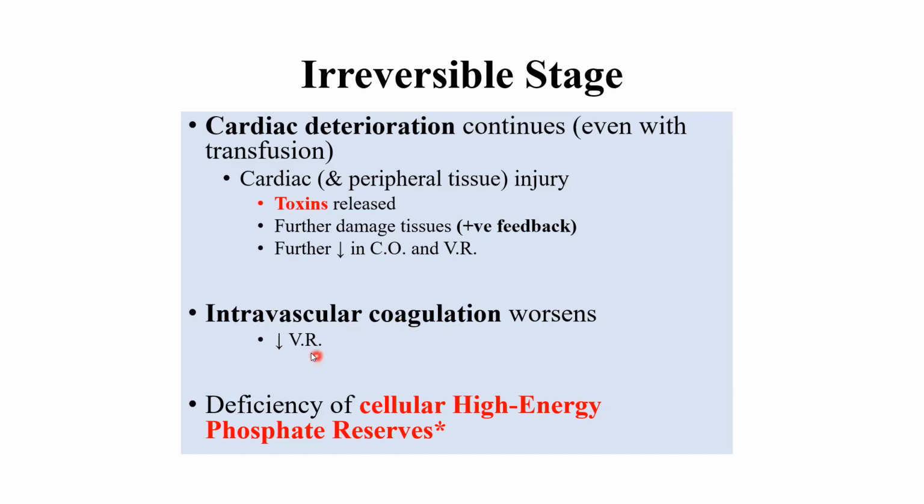Again, intravascular coagulation worsens. However, this is all present in the last progressive stage flow chart. This is an exception. So if somebody asks you, what is that one differentiating point between progressive shock and irreversible shock? It is this, basically. What is this?